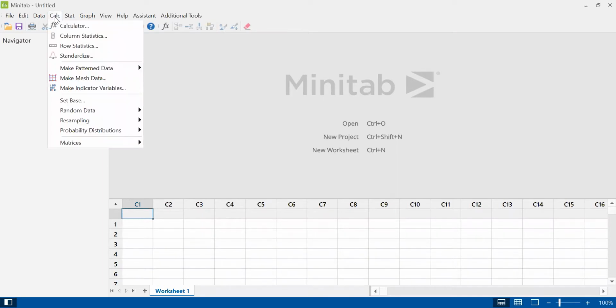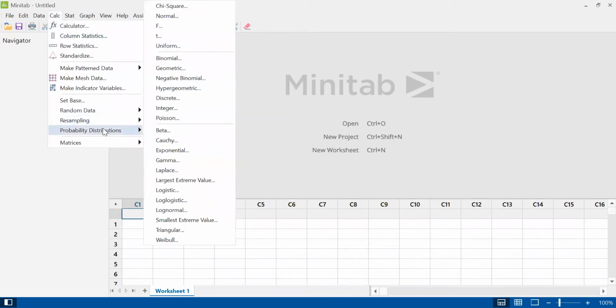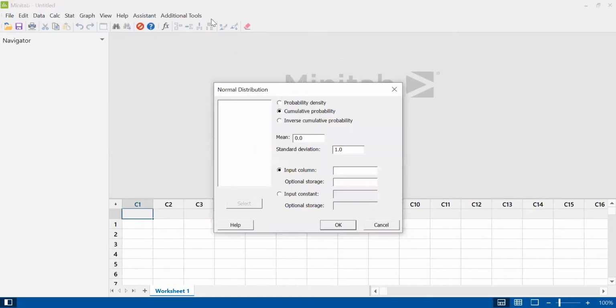Once you get into Calc, you can see the second from the bottom says probability distributions, and that's what we need to look for. And if you think about it, we're in the normal distribution, right? We're in the normal bell-shaped curve. So we're going to go over to the right and all the way up, second from the top. It says normal, so I'm going to choose that.